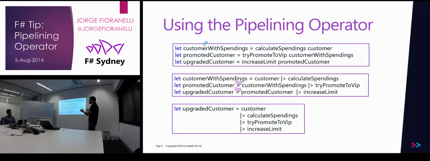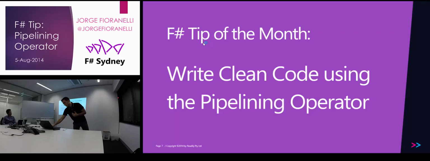You can see that in this way it's much cleaner, easier to understand and easier to read. So that's basically the tip for this month: using pipeline operators to be more declarative and write cleaner code in F#.